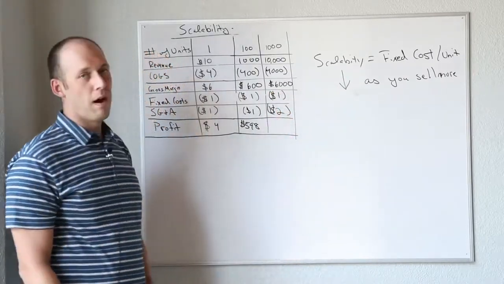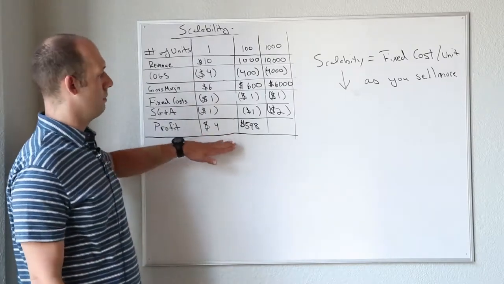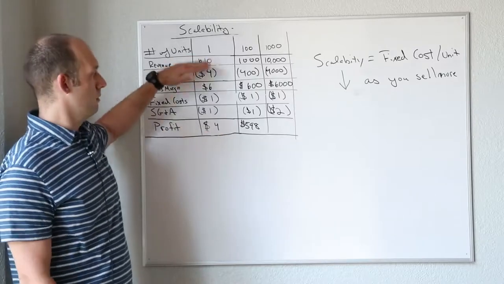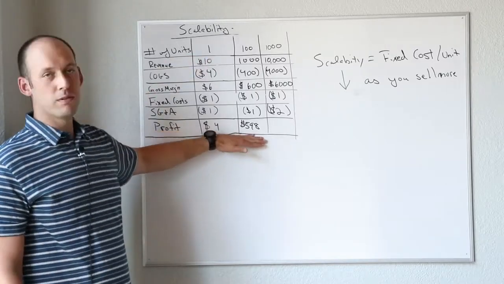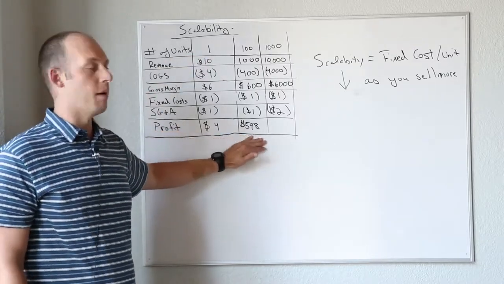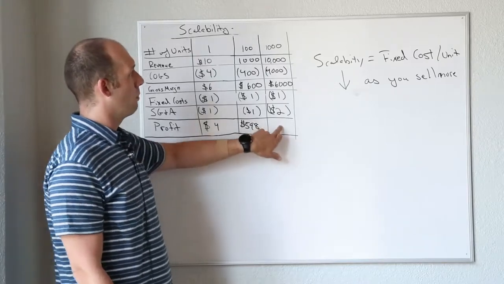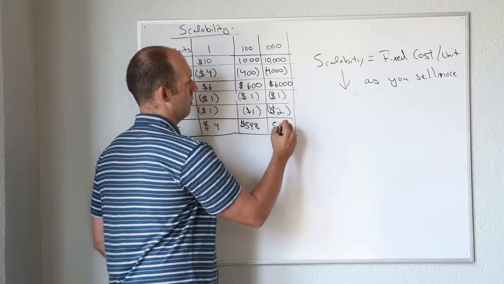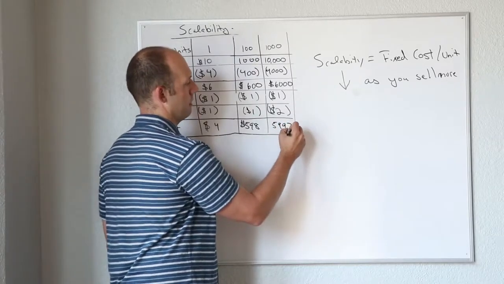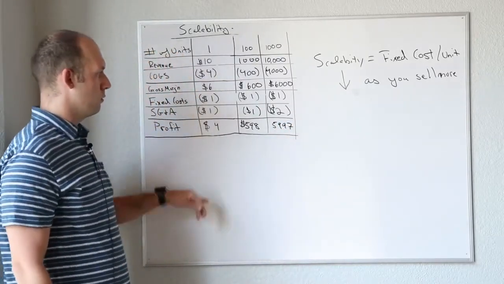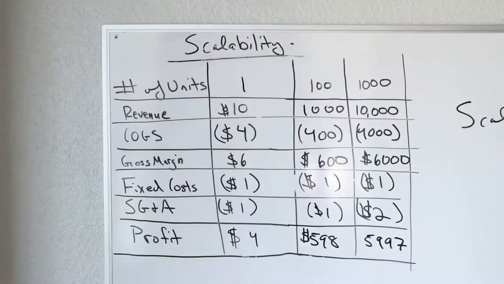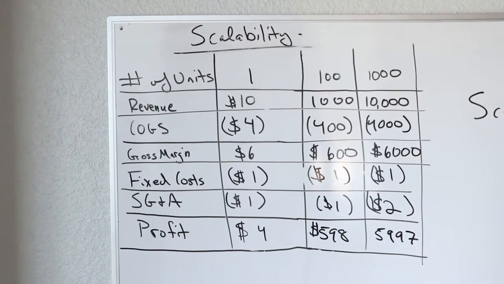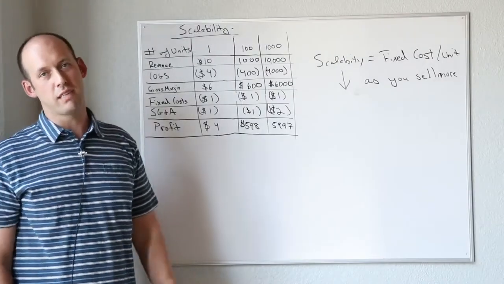So now our profitability has gone from $4, right, or 40% of the revenue, to 59% at 100 units, or 59.8%. And now our profitability at 1,000 units is going to be $5,997. And so what you see is that the profitability as a percentage of revenue continues to increase the more units sold. And that's exactly what we mean by scalability.